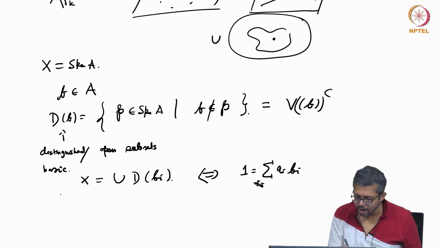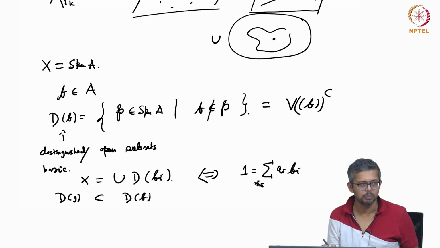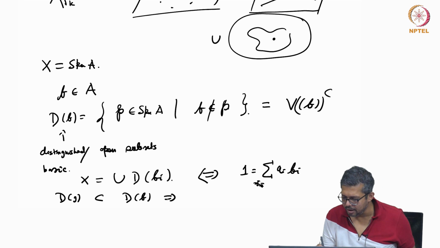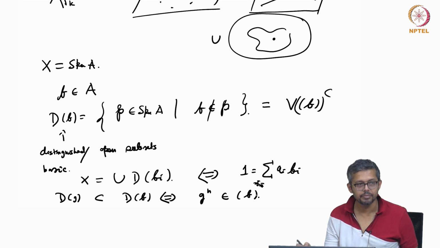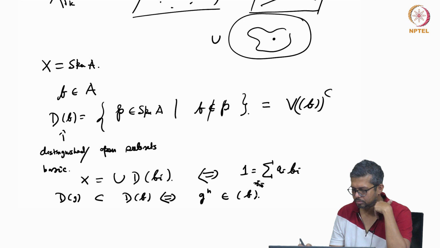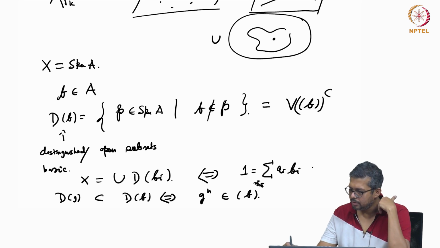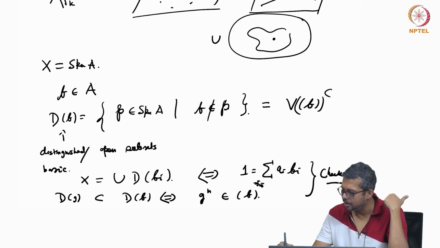And for example, you can have two basic open subsets where D(g) is inside D(f). This is possible if and only if g to the power n is in the ideal (f). These are just checks. These are easy exercises. I will leave it as a check.